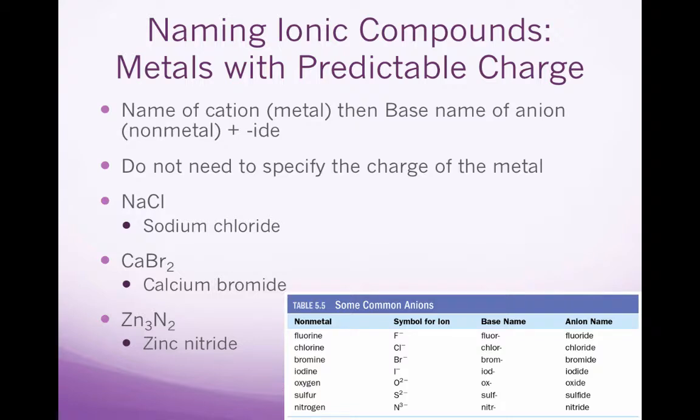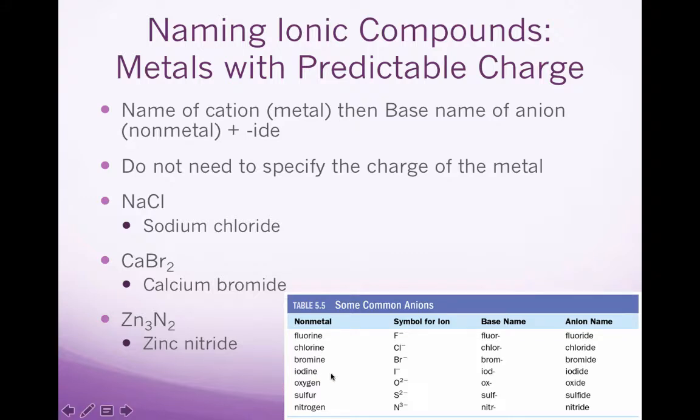All right, let's talk about how to name ionic compounds. So there's 3 different naming sets. The first one is metals with predictable charge. How we write the names for these is we have the name of the cation, the metal, then the base name of the nonmetal with the suffix "ide." You do not need to specify the charge of the metal because, again, these metals have predictable charges. Their charges don't change. So NaCl, Na is sodium, Cl is chlorine. So the name is sodium chloride. CaBr2, calcium bromide. Zn3N2, zinc nitride.